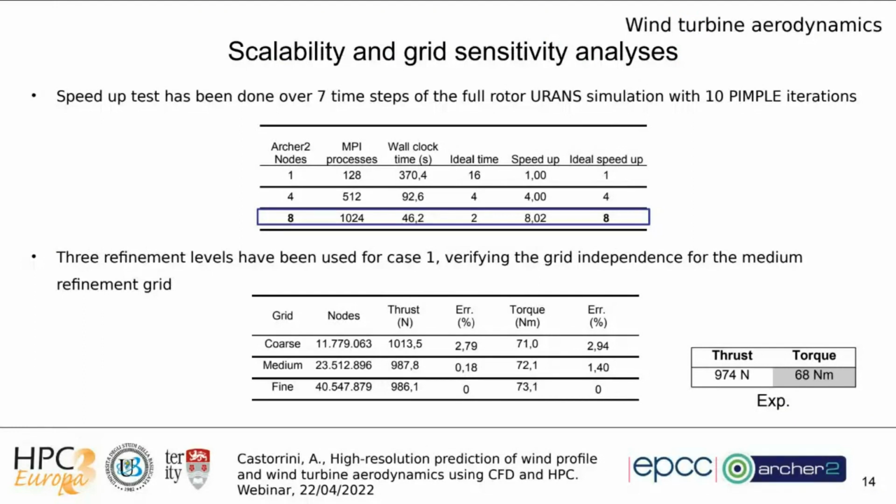Before starting with the simulation, some scalability tests have been done on the medium mesh, and we can see that OpenFOAM, directly on the configuration and domain of the production runs, scales up to 8 ARCHER nodes with perfect scalability, and therefore we decided to use a maximum of 8 Archer nodes, so 1024 MPI processes for each simulation.